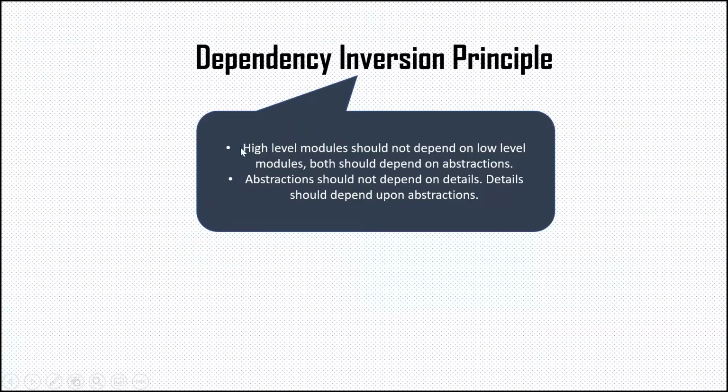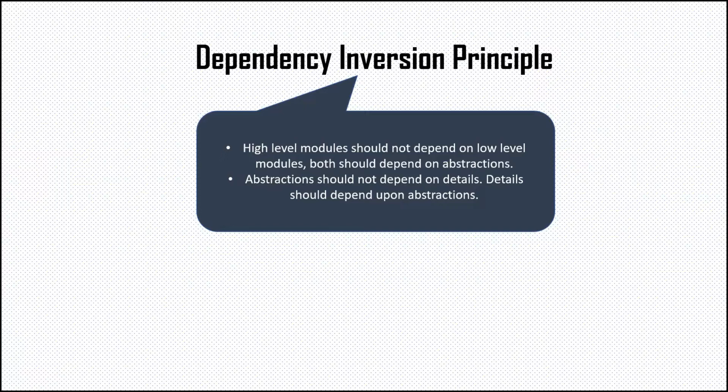The DI principle consists of two rules, where the first rule states that high-level modules should not depend on low-level modules. Both should depend on abstractions. And the second rule states that abstractions should not depend on details. Details should depend upon abstractions, which means that high-level modules, which basically contain the business logic, should not be impacted by any changes in low-level modules.